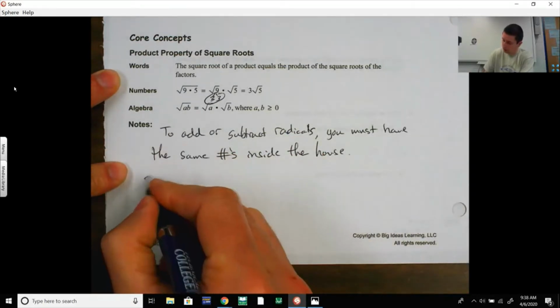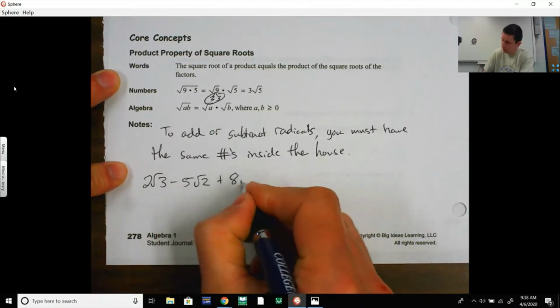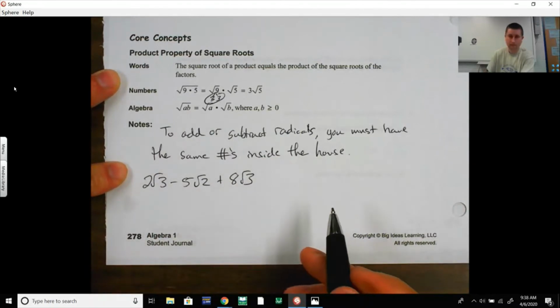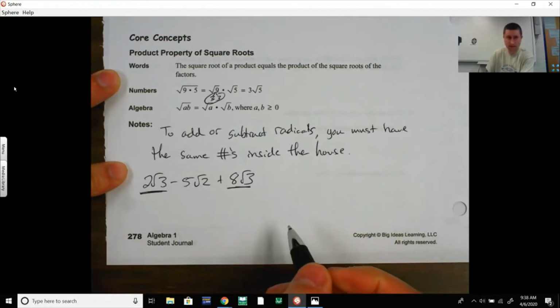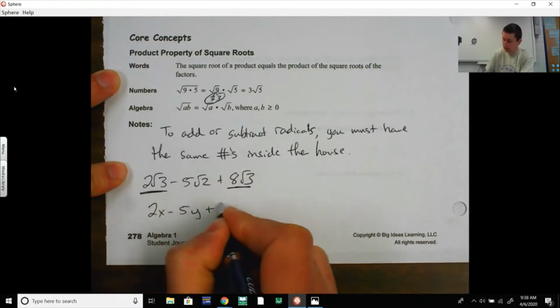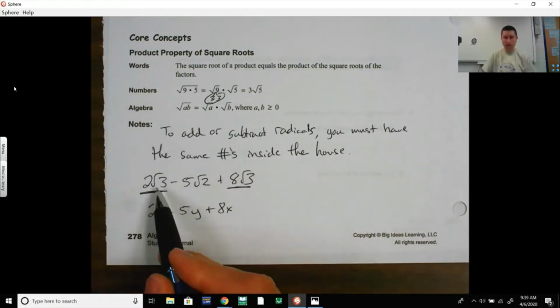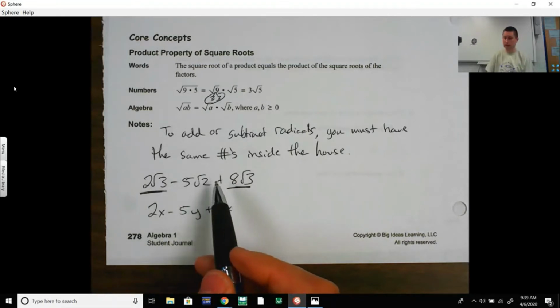So if I had 2 root 3 minus 5 root 2 plus 8 root 3, these two will go together because they have root 3s. Think of this as 2x minus 5y plus 8x. These are just labels. You have 2 root 3s. It's kind of like you have 2 apples, 5 oranges, and 8 apples.